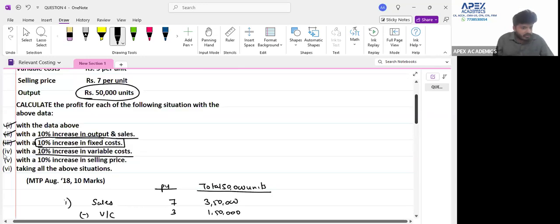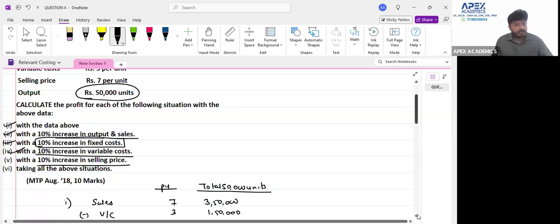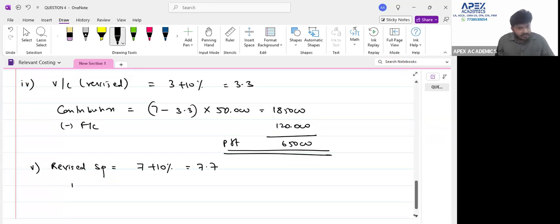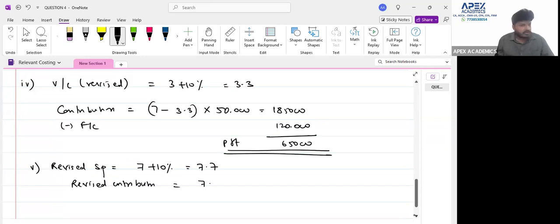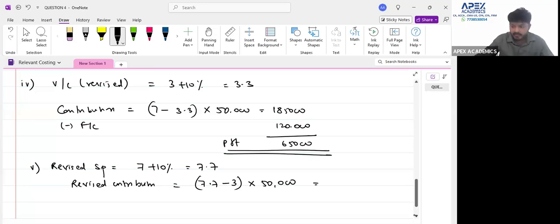Which scenario? Fourth scenario. Now, the fifth scenario with a 10% increase in selling price. First, I will say revised selling price is equal to 7 plus 10%, which is how much? 7.7. Now, let us look at revised contribution in that case. Revised contribution is equal to 7.7 minus your variable cost, which is 3, multiplied by how many units? 50,000. So what is your answer? It is 4.7 multiplied by 50,000. 2,35,000 is your answer. Very good.